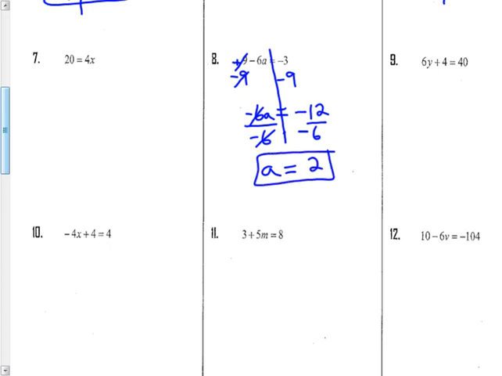A more common one is going to be like number 9. This is a more common type of problem where you can clearly see the plus 4, and so the first one that I want to get rid of is the plus 4, and I get rid of it by subtracting 4. So the 6y is left over on the left-hand side. 40 minus 4 gives me 36. 6 times y, divide by 6, y is equal to 6.